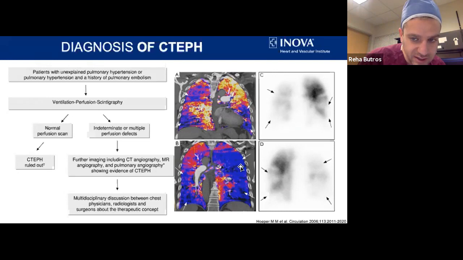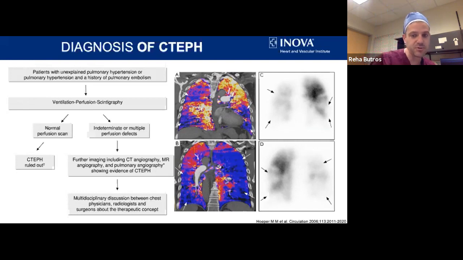The blue areas, depending on how you color map it, but the blue areas in this image are the areas that are getting low perfusion, and the red areas are the normal areas. Here, if you look at the right interlobar artery, you can see there's clot at each side of that vessel. So we either do a ventilation perfusion scan or a dual energy CT scan, and that shows us perfusion defects.